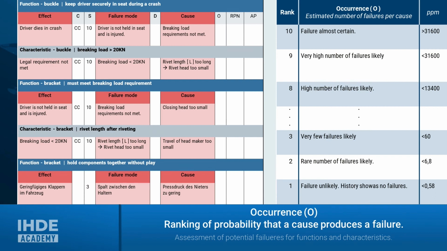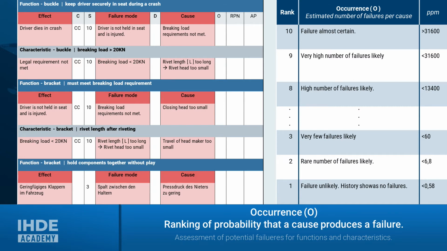As with the severity of a failure, there is also a catalog for the occurrence probability and for the detection, which ranks the different probabilities on a scale from 1 to 10. A failure that occurs almost constantly is rated with a 10. In numbers, that would be more than 31,600 defects per 1 million produced parts.